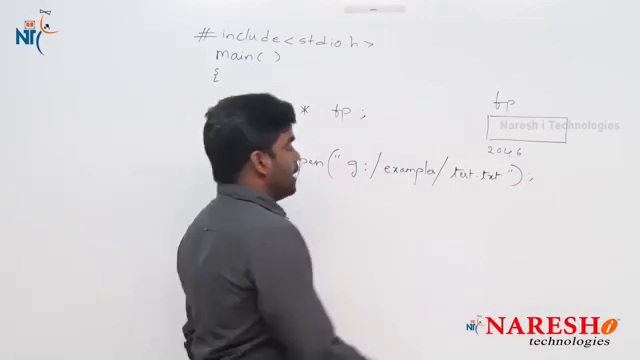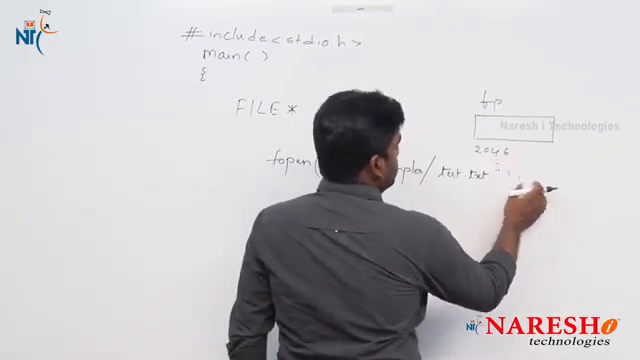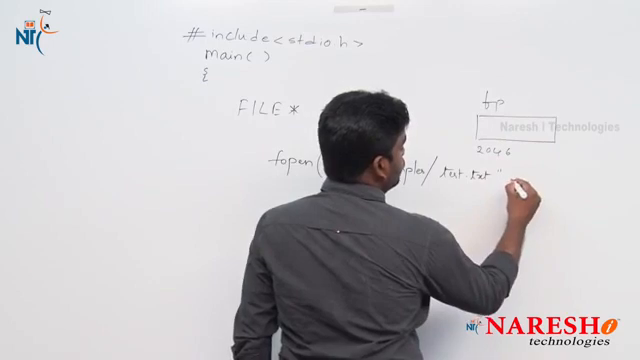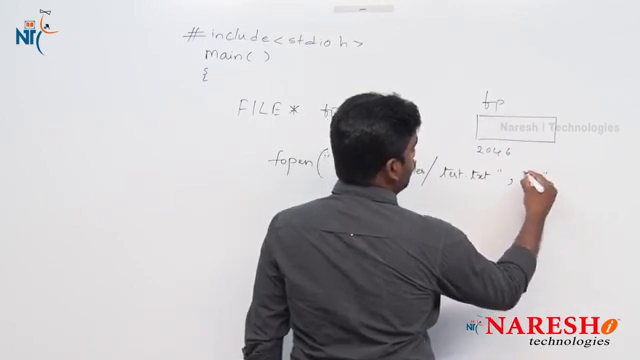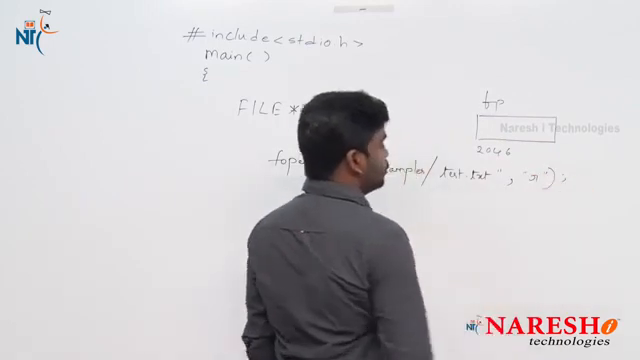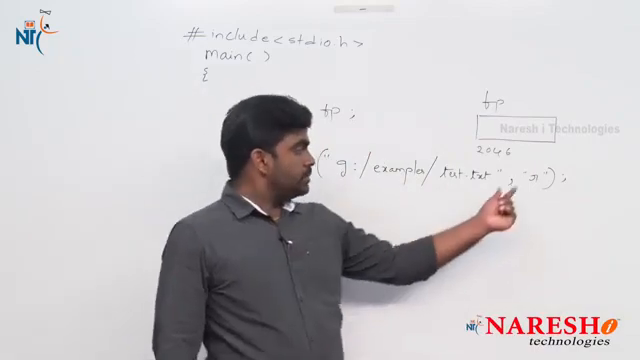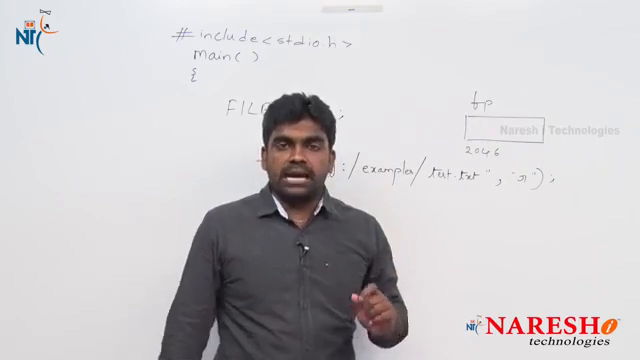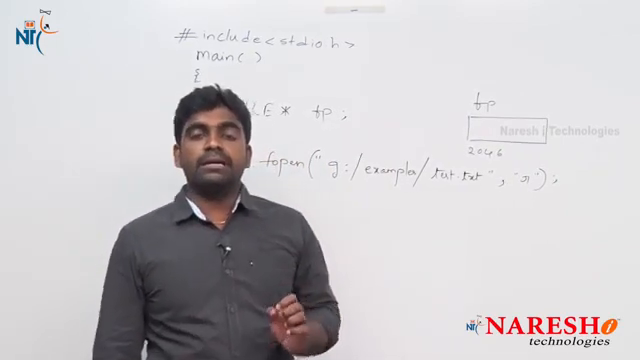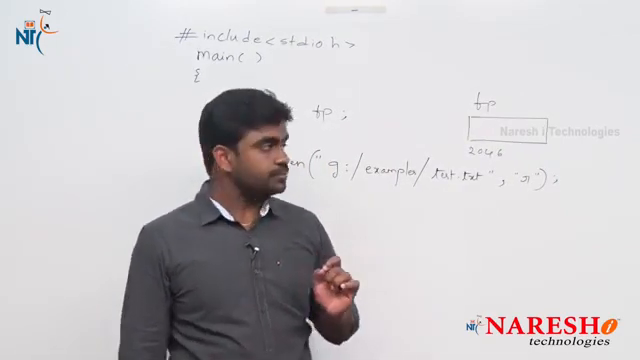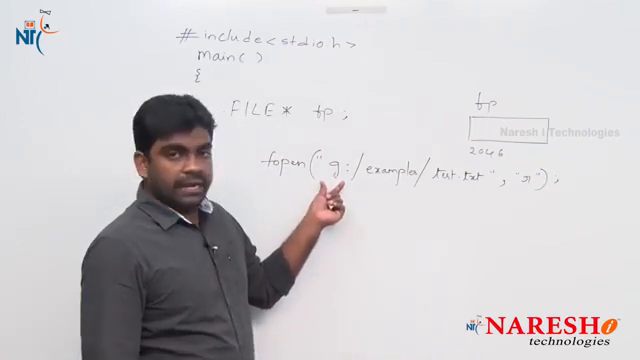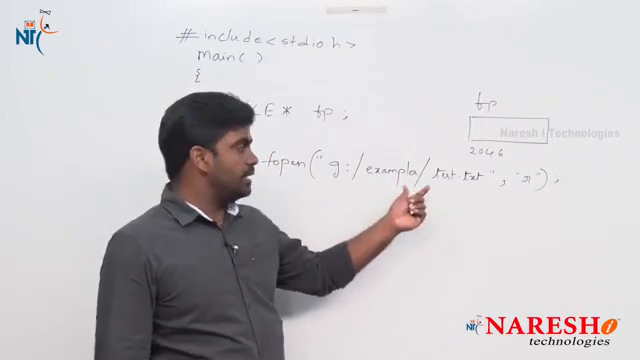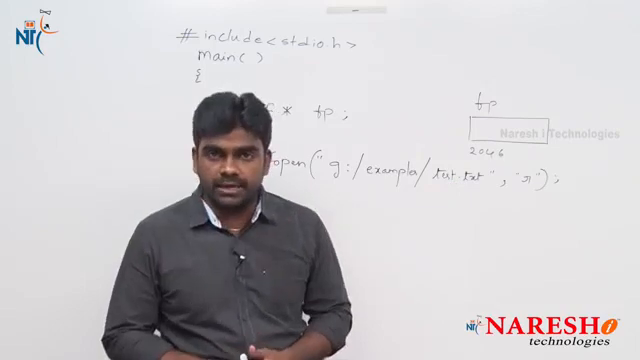I want to open this test.txt file. Sir, in which mode? In a read mode I want to open. Just a character R you have to pass. R represents a read mode, but you must place it in double quotes. It's a character pointer type, nothing but a string type. Alright, in the G drive, in the examples folder, one test.txt file is there.